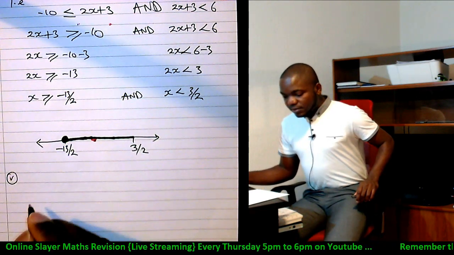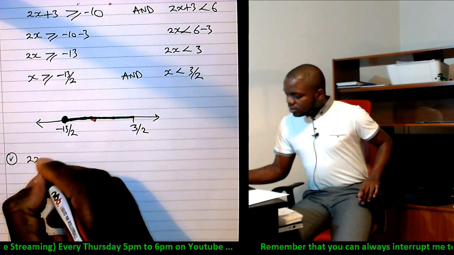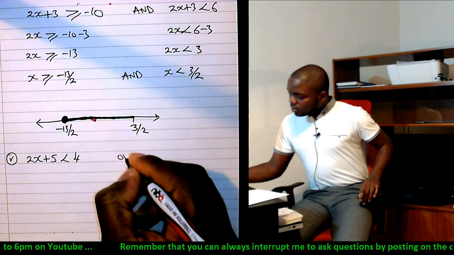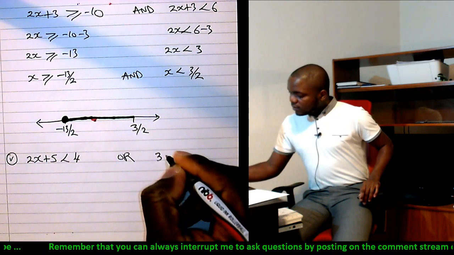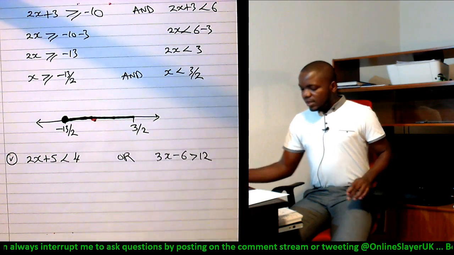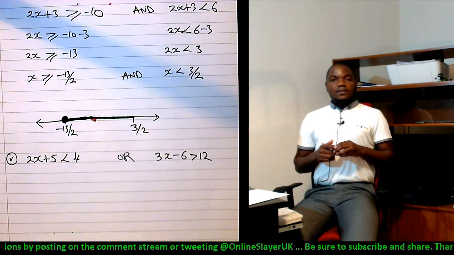And something else very important: 2x plus 5 less than 4, or 3x minus 6 greater than 12. Okay, I'm going to say something now before I carry on. I forgot to tell you something.